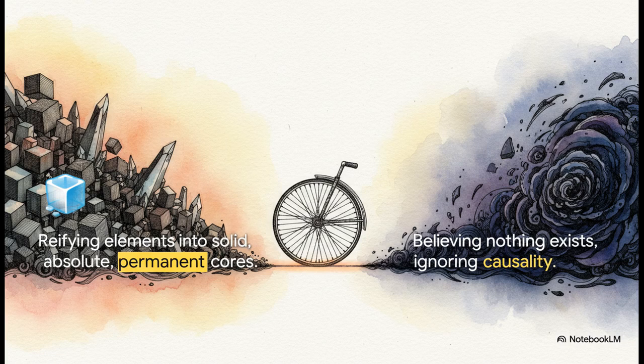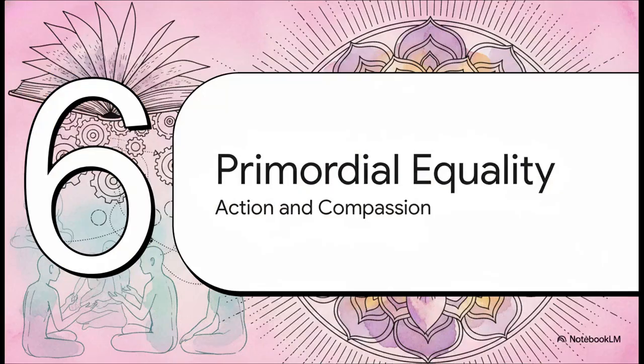This perfectly neutralizes the two great sicknesses of philosophy by neither accepting nor rejecting the three spheres in absolute terms. Think of the middle way like riding a bicycle. If you lean too far into eternalism or naive realism, grasping at solid elements, you crash. If you lean too far the other way into nihilism or solipsism, believing nothing exists and ignoring causality, you also crash. We have to dynamically pedal right in that space between the extremes. And finally, part 6, primordial equality in action.